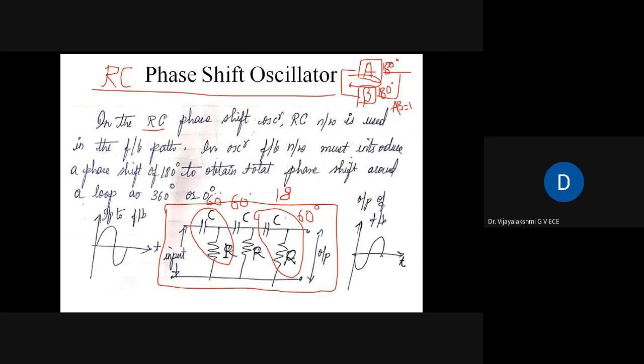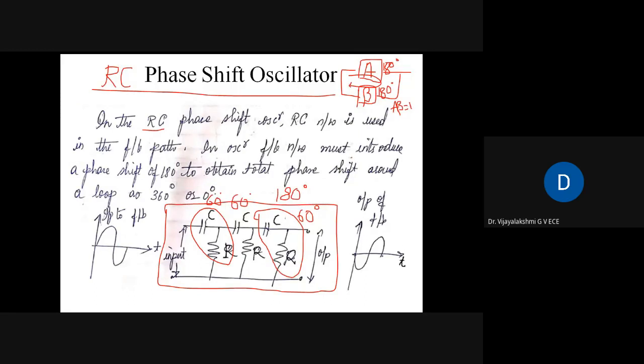Now why am I going for this RC combination which is giving me a 180-degree phase shift? There is a reason for this, I'll tell you. And you can also see, to this feedback network I'm giving an input waveform like this, and at the end of it, it is just getting inverted.